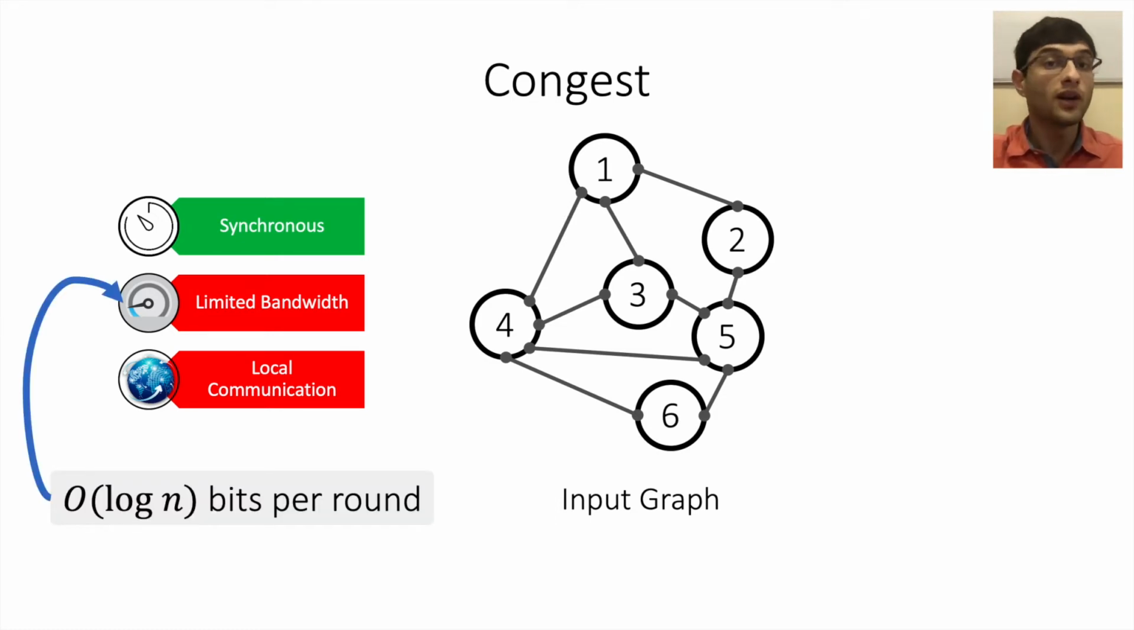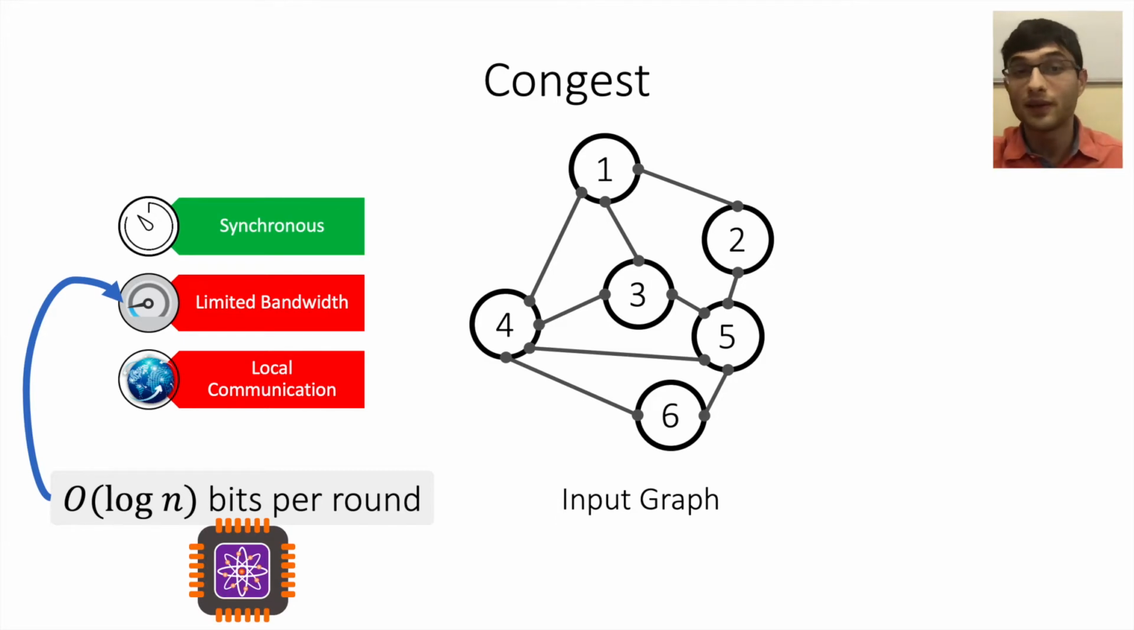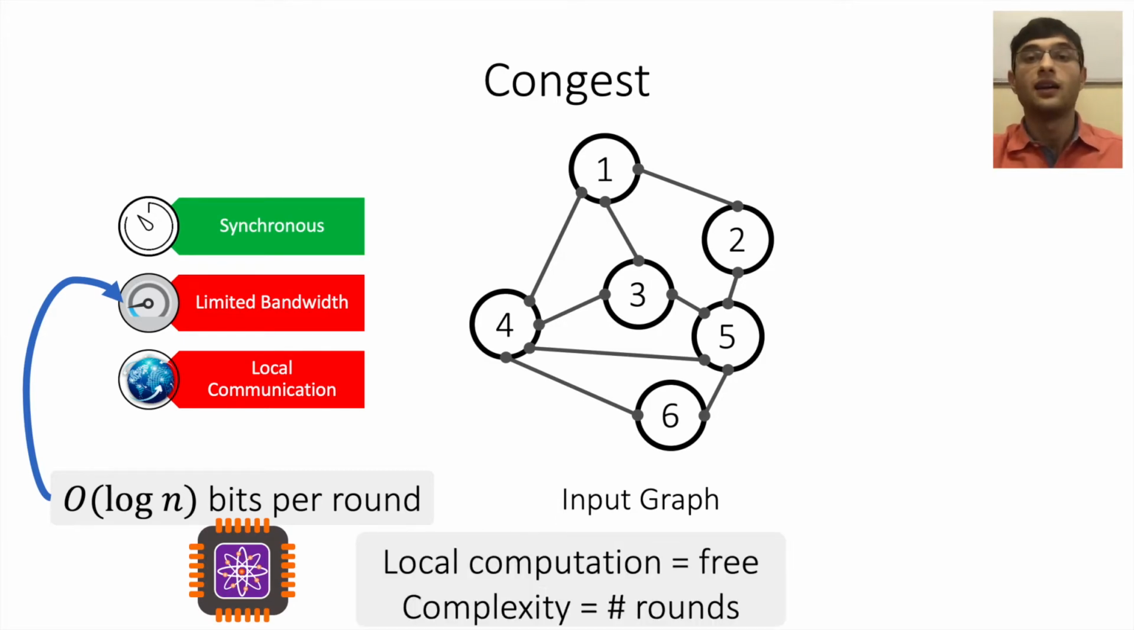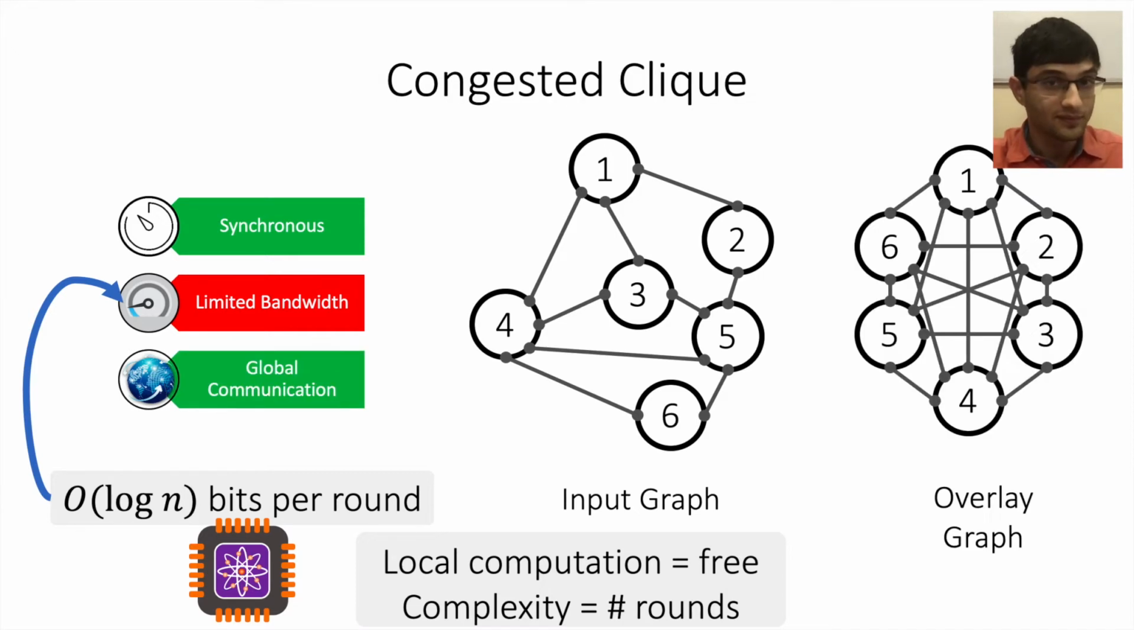When we take this to the quantum setting, the only difference is that these bits can be qubits. The computational measure in this model is the number of rounds it takes for an algorithm to halt. The local computation is considered free. A slight modification of the Congest model is the congested clique. In this model, it's exactly like the Congest. However, every 2 nodes can now communicate every single round, regardless of whether or not they're neighbors.